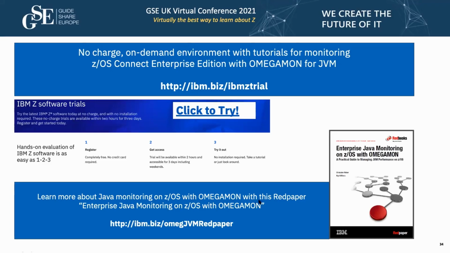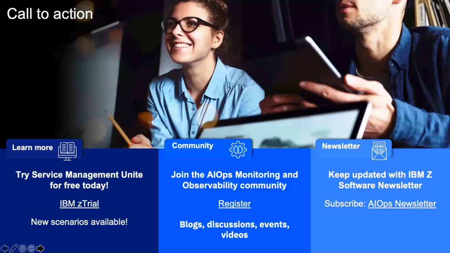We also have a Redpaper on this. A lot of people are looking at the APIs and how important they are to their hybrid cloud applications, so we want to give you some pointers as to where you can get more information there. In addition to that, we have the Service Management Unite Z trial as well, so you can go there and experience that and see how you can navigate through it and get benefit.